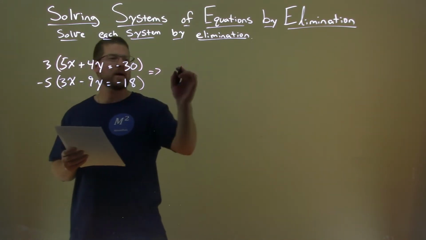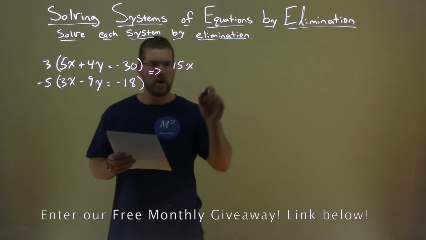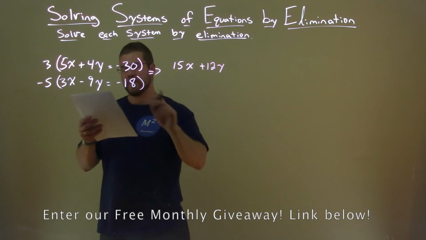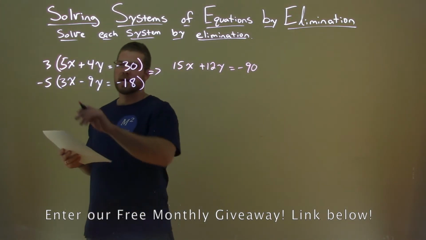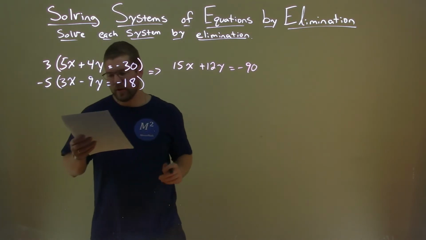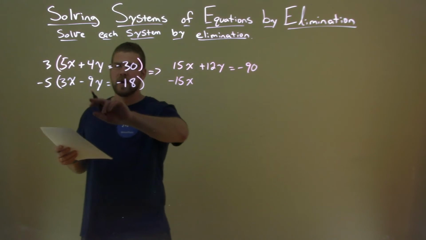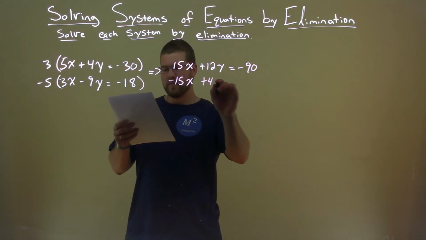3 times 5x is 15x. 3 times 4y is a 12y. And 3 times the negative 30 is a negative 90. Second equation, negative 5 times 3x is a negative 15x. Negative 5 times a negative 9y is a positive 45y.